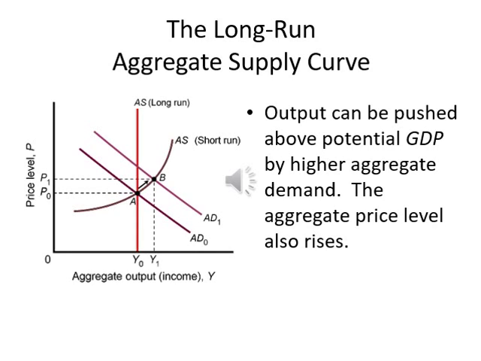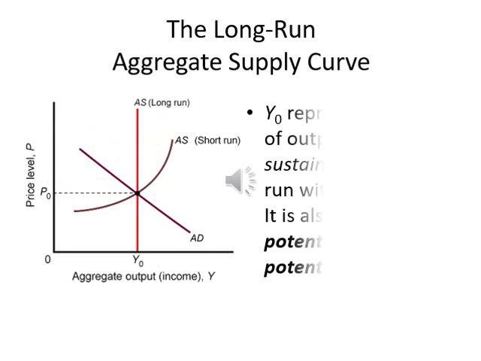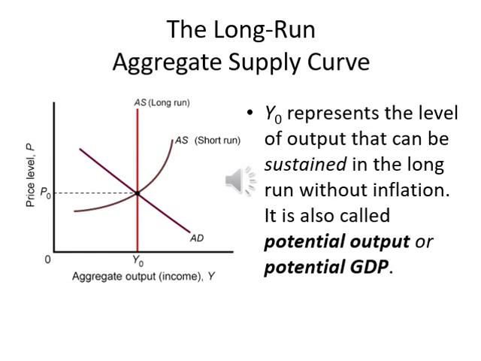Output can be pushed above potential GDP by higher aggregate demand. The aggregate price level also rises. When output is pushed above potential, there is upward pressure on costs, and this causes the short-run AS curve to shift left. Costs ultimately increase by the same percentage as the price level, and the quantity supplied ends up back at Y0. Y0 represents the level of output that can be sustained in the long run without inflation. It is also called potential output or potential GDP.